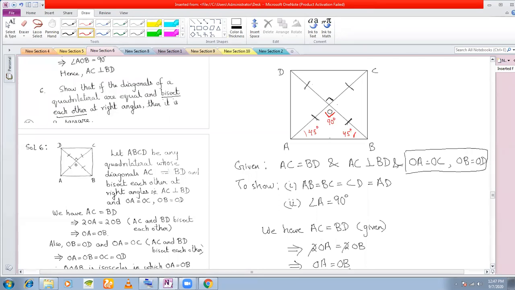Now, once you have shown this to be 45 degrees, similarly, you can say this will also be 45 degrees and this will also be 45 degrees, right? So what is this angle A? Angle A comes out to be 45 plus 45, which is 90 degrees, correct? So I have shown that in this quadrilateral ABCD, one angle is 90 degrees. So let me just erase this.